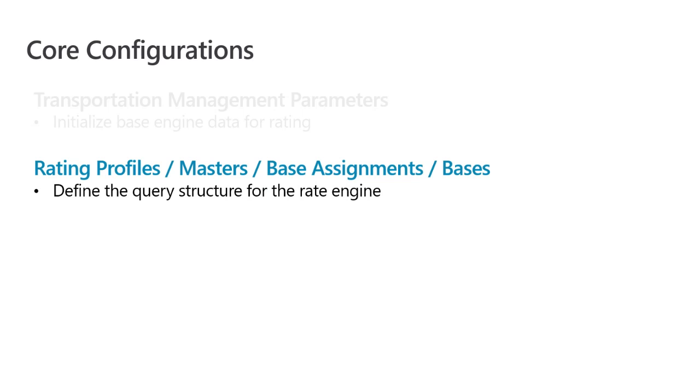And then when we start looking at the configurations for rating, all of these things together: our rating profiles, our rate masters, our rate base assignments, our rate bases, and really that contains our break masters as well. All of those things together define what I'm calling the query structure for our rating engines. So when we initialize or trigger a rate within the transportation management system, it is going through this query structure or this logic of all of these different configuration forms to eventually return a result to us, which is an actual freight charge or a rate for what we are rating.